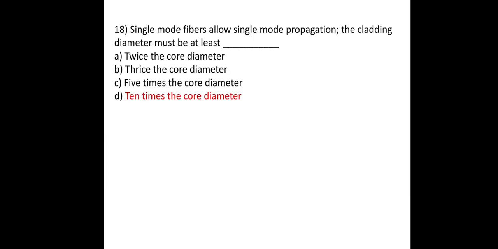Next question. For single mode fibers to allow single mode propagation, the cladding diameter must be at least, option A, twice the core diameter. Option B, thrice the core diameter. Option C, 5 times the core diameter. And option D, 10 times the core diameter. The cladding diameter must always be 10 times the core diameter. The correct option is D.